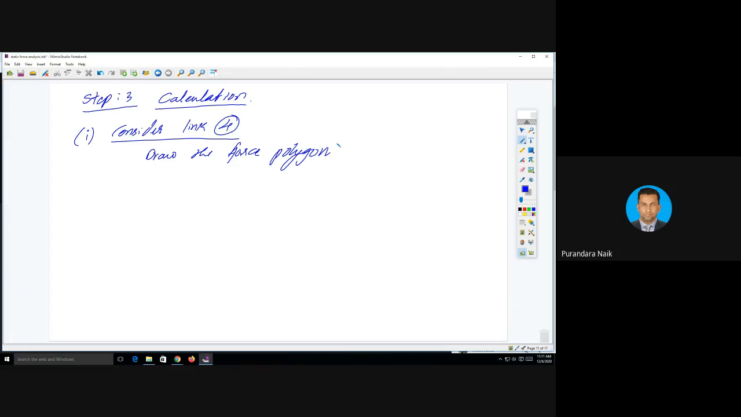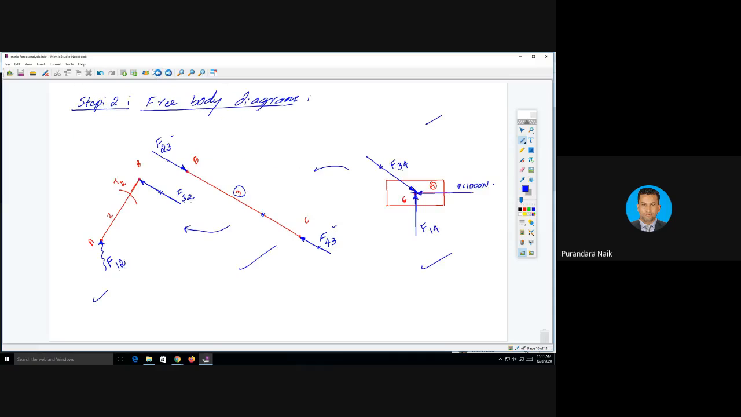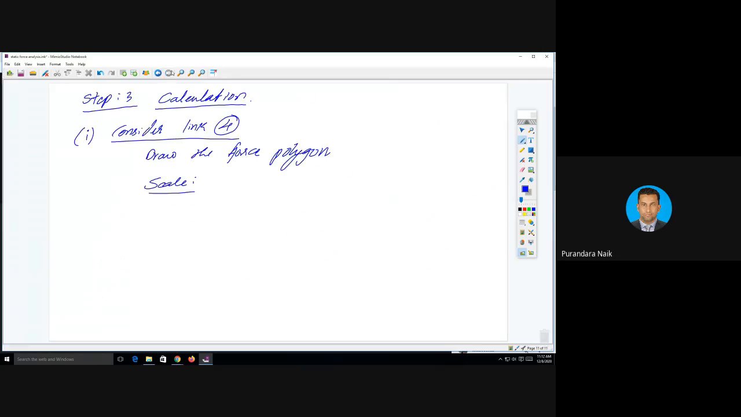Force polygon. To draw the force polygon, you need to take a proper scale, right? What are the forces acting on this link number 4? The maximum force is 1000 Newton. What scale are you going to take for 1000 Newton? 200 Newton is equal to 1 centimeter. So 1000 Newton is equal to 5 centimeter.